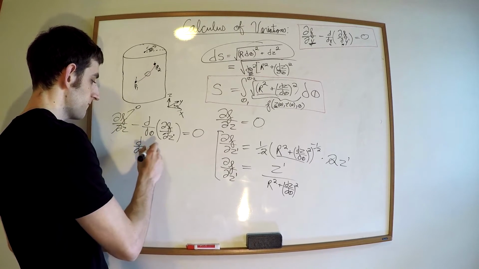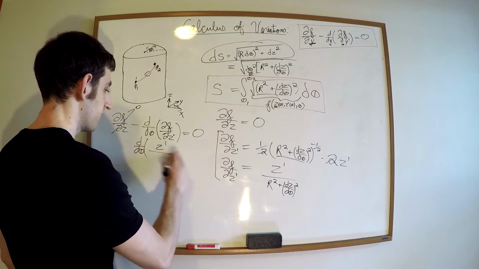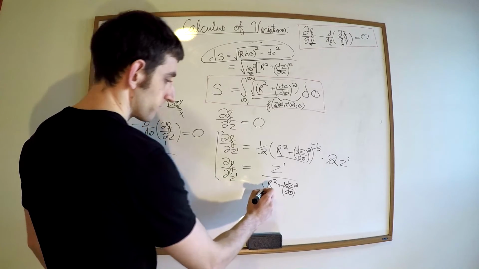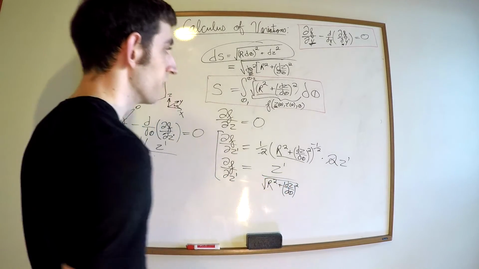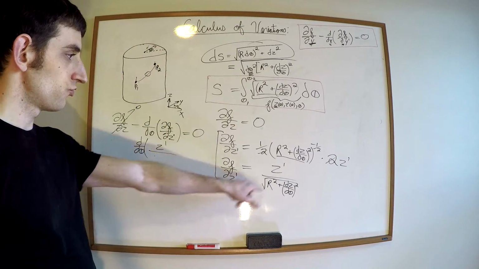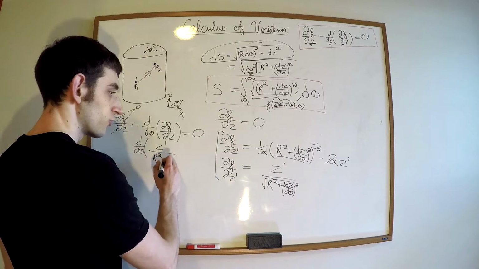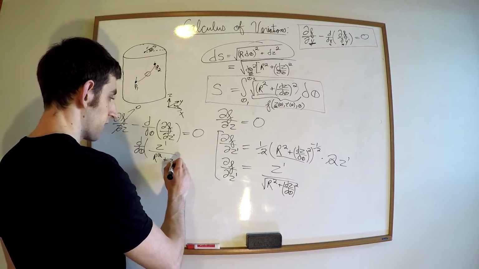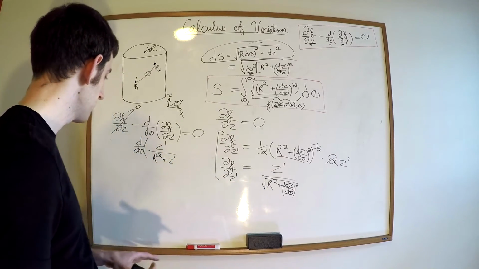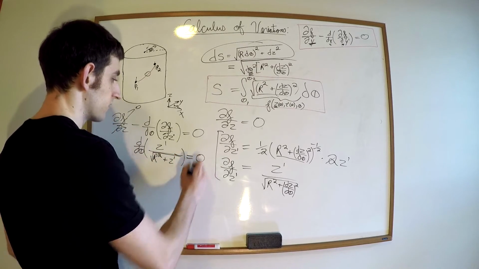d/dθ of z' over, actually, I missed a square root right there, right? Yes, because of that negative 1/2. So the square root of r squared plus z'. I'm going to write z' in here; z' is dz/dθ, just trying to simplify the board mechanics. So we get that square root, and that is equal to 0.